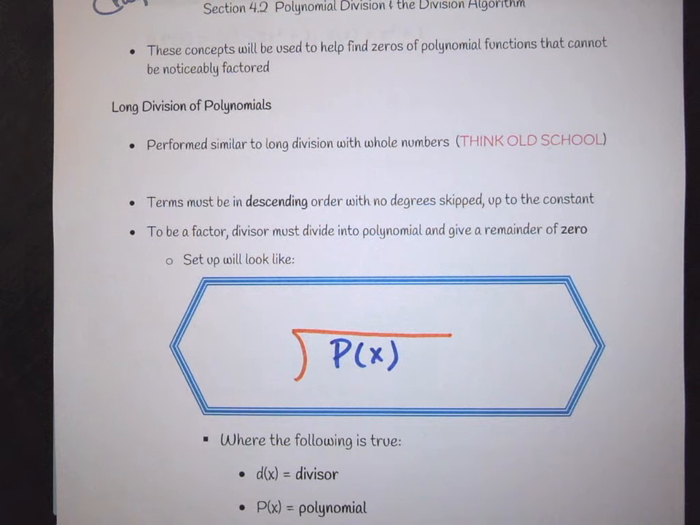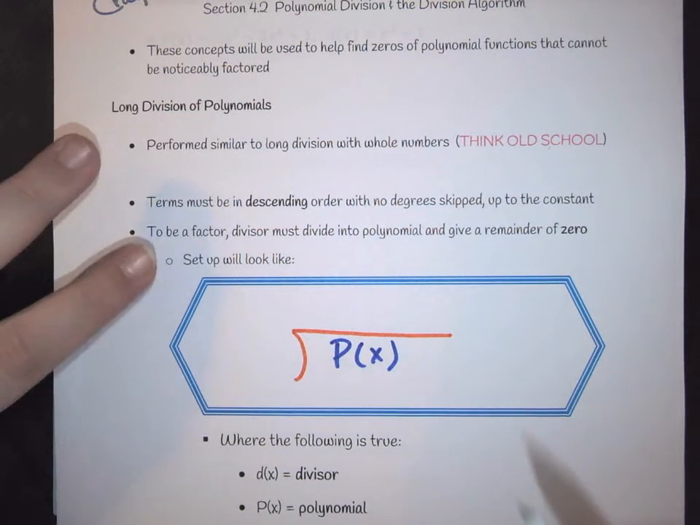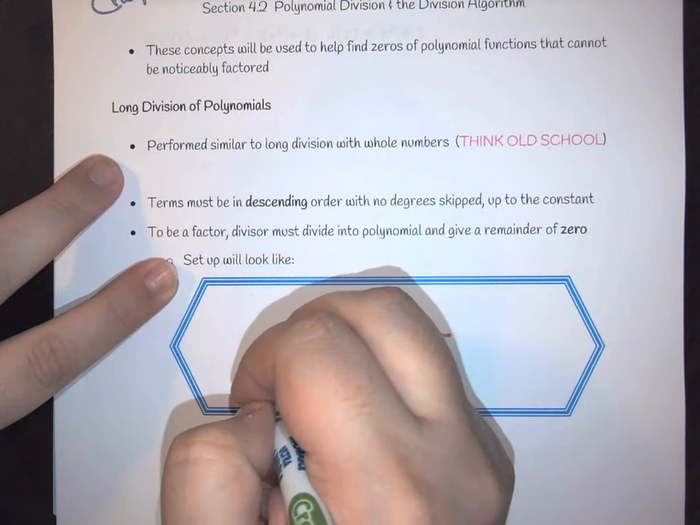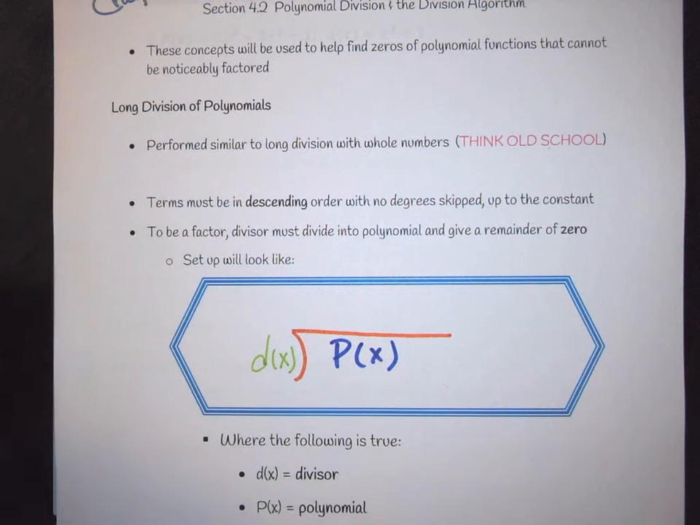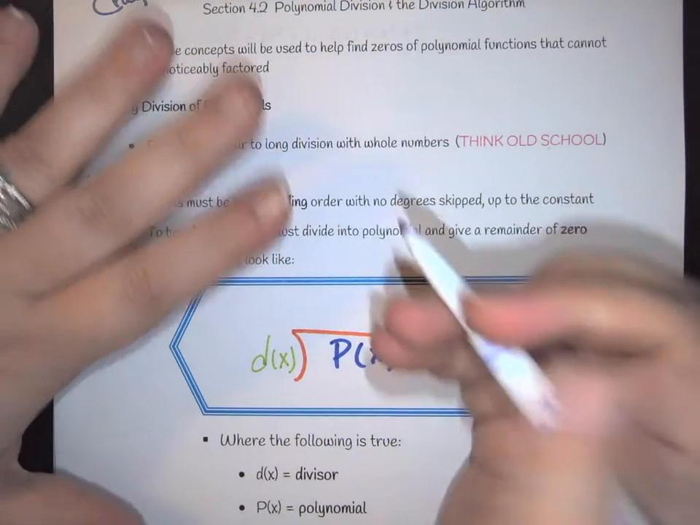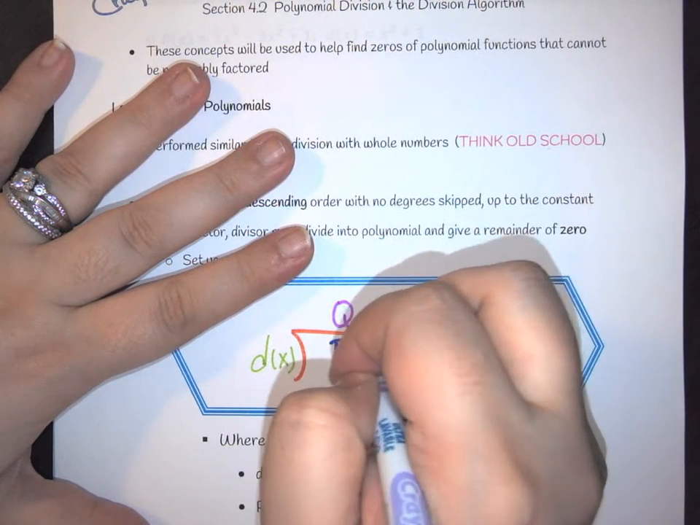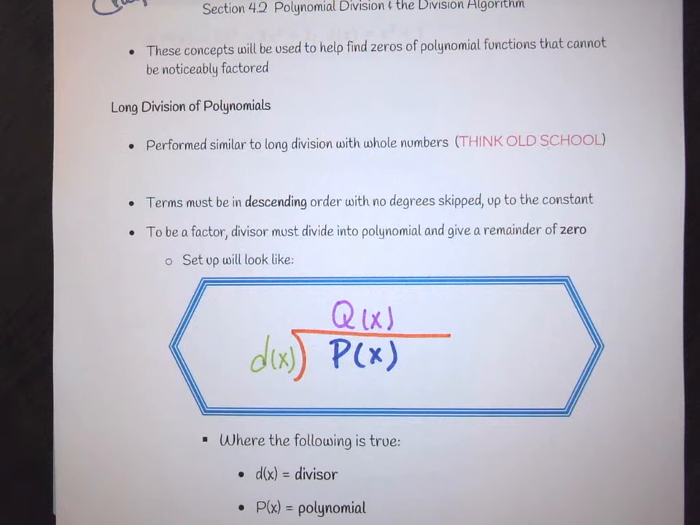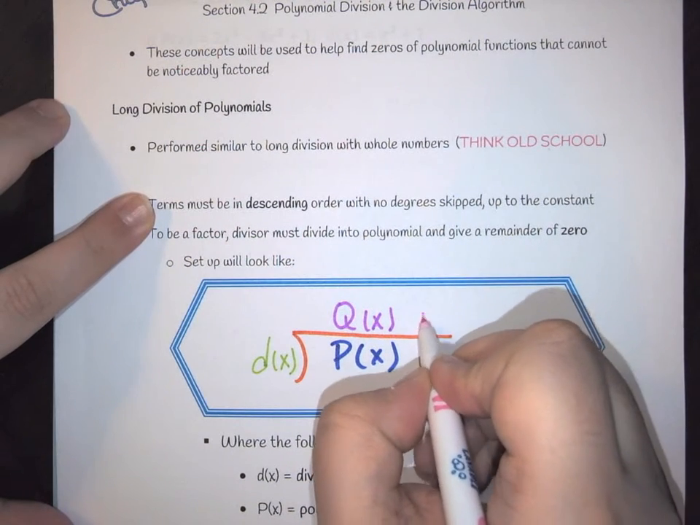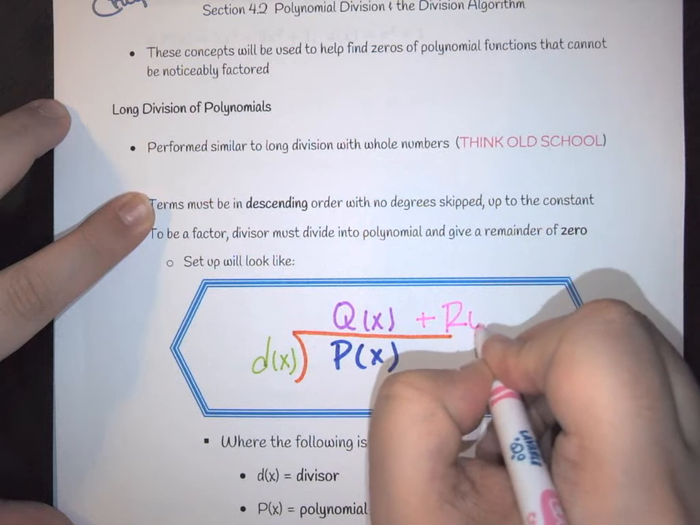The other piece is the stuff we're trying to divide with. We call that the divisor, and the divisor is going to be d of x. Once we run our division, we have to know what our results are going to be. We call that your quotient, q of x, so that's going to be your solution. But then, if you remember old school division, we ended up with a remainder, so we then would have plus your remainder, r of x.